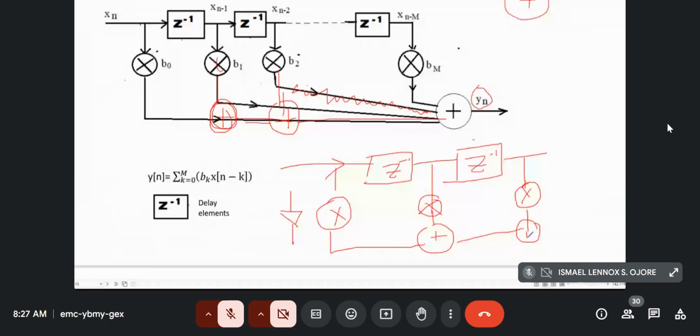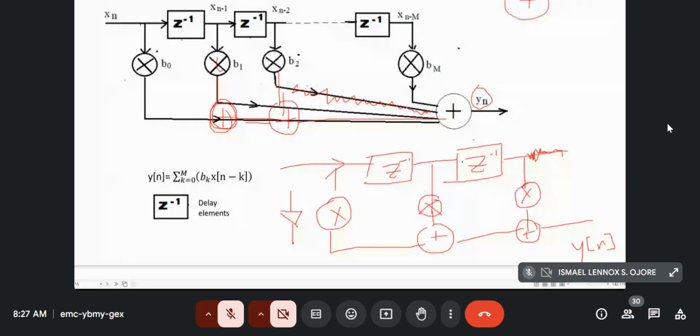Like this. So this will be your y of n. So it will be something like this. And of course, we said that the order of the filter is the number of delay units. So when you have 2 delay units, that's a second order filter.